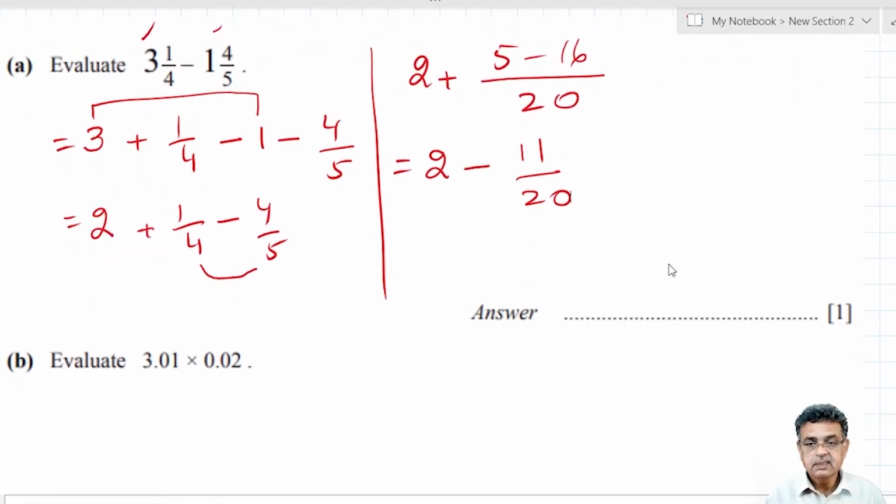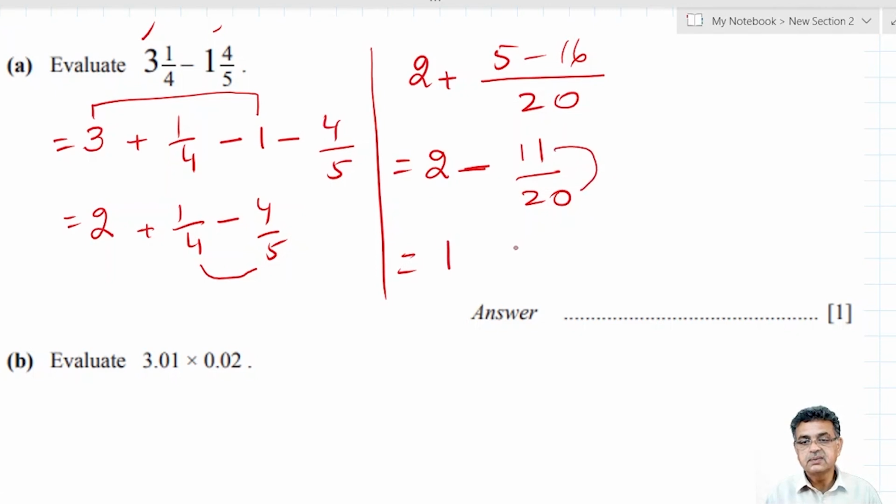And when there is a whole number with a fraction subtracted, I told you earlier what you can do: just reduce this number by 1 and take the difference of these two. That will be 9 over 20. 1 whole 9 over 20, that will be the answer.